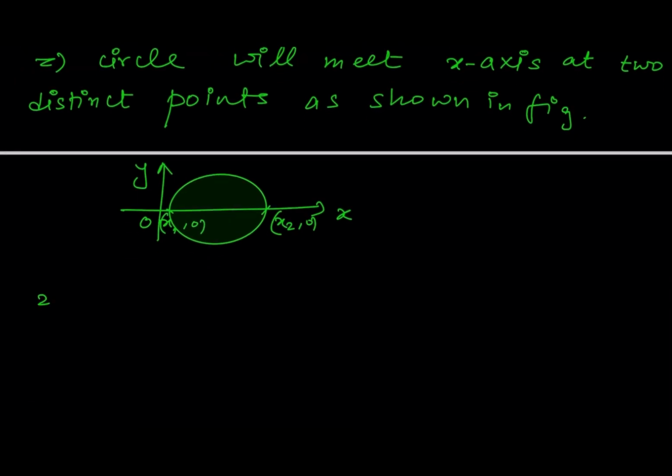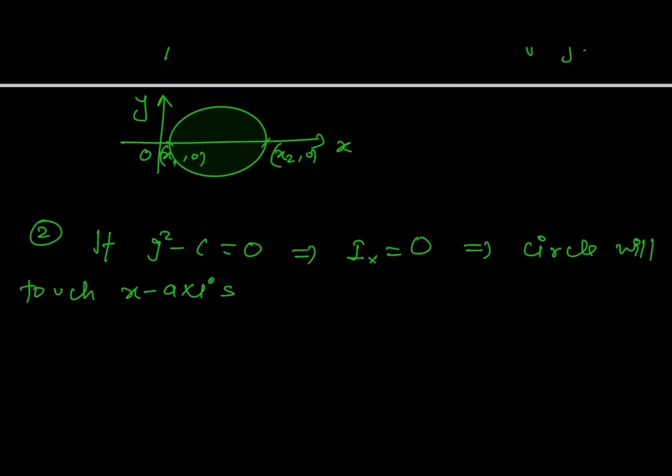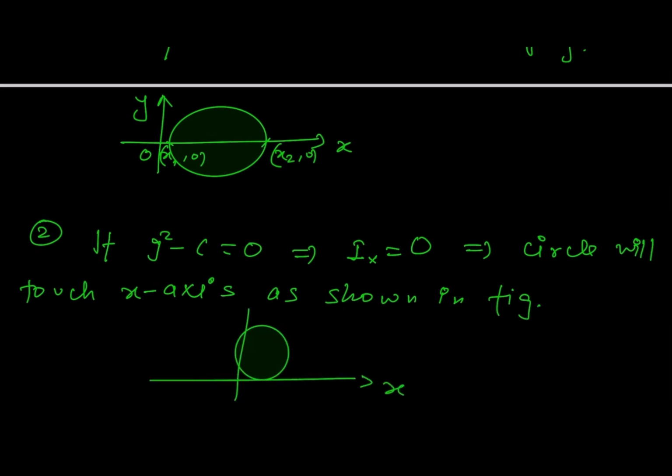Now point 2, if g square minus c is equal to 0, it implies Ix is equal to 0, which implies circle will touch x-axis as shown in figure. So it is x-axis. So here we can see circle is touching x-axis at only one point, which can be (x1, 0) or (x2, 0), right?